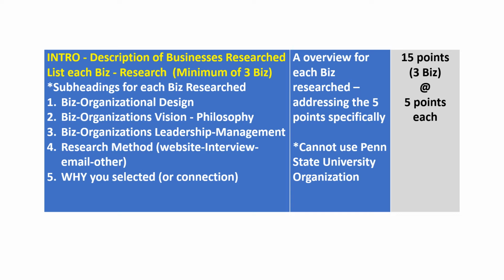You can see the first section. Again, the header for this is your introduction. You want to describe each of the 3 businesses you're doing the research on, the benchmarking research. So again, do this with a subheading for each of the businesses, and then address each of the 5 points: what type of organizational design it is, their vision and philosophy, their leader and management styles, and then tell me how you did your research.